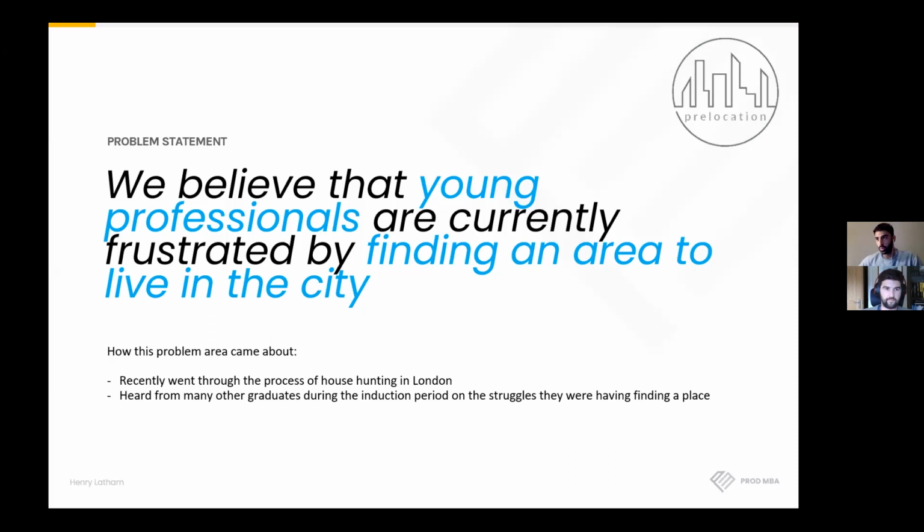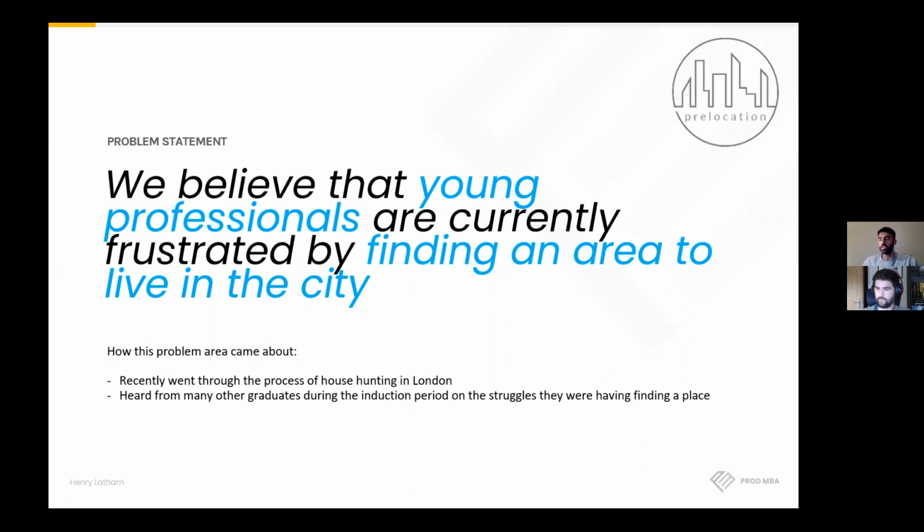So just to start with the problem statement. Initially, as part of this course, we did an ideation exercise, and then we had to come up with different problems that we saw in the market. The one that I wish to pursue was that I believe young professionals are finding it frustrating to find an area to live in the city.